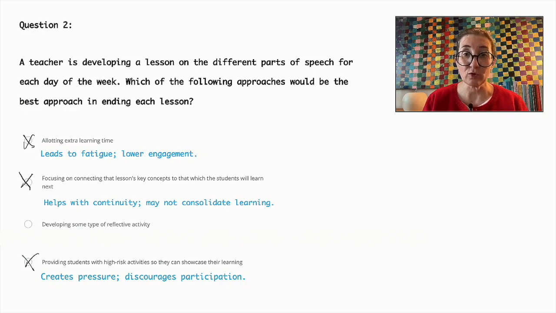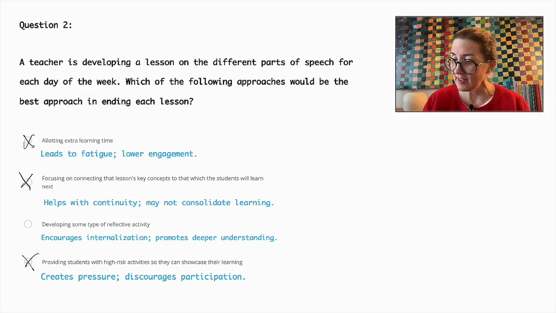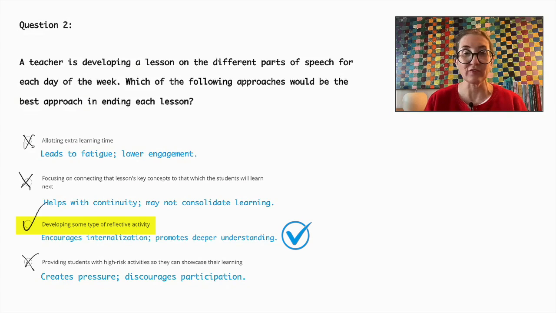The best approach is developing reflective activities. These encourage students to think about and internalize what they've learned, promoting deeper understanding and retention. Thus, developing some type of reflective activity is the correct answer here.